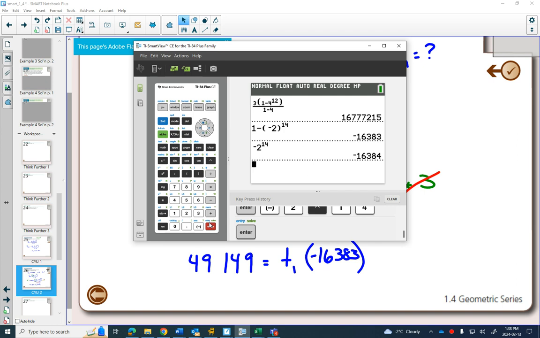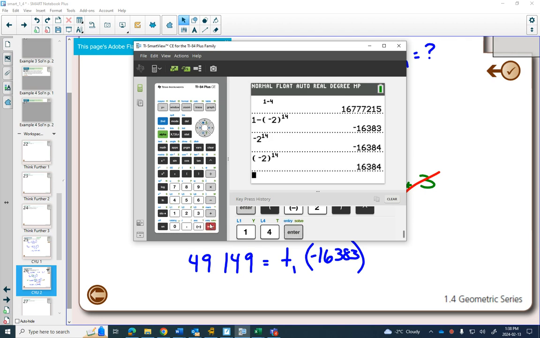But if I write it this way, my calculator does order of operations like it's supposed to. Order of operations says you do exponents first. It did 2 to the 14, and then multiplied by a negative afterwards. This is different than (-2) to the 14, which is positive 16,384. It should make sense that a negative to an even exponent will be positive. So we got to be careful with that.